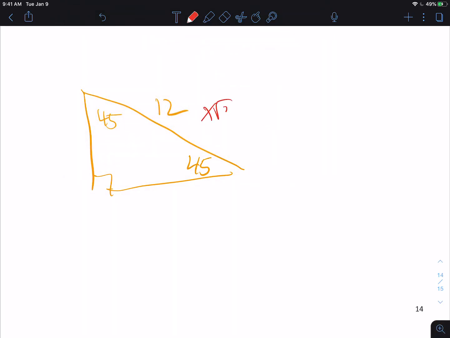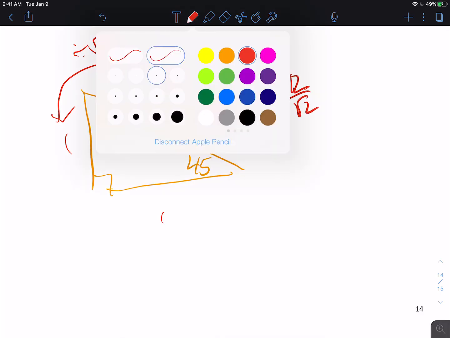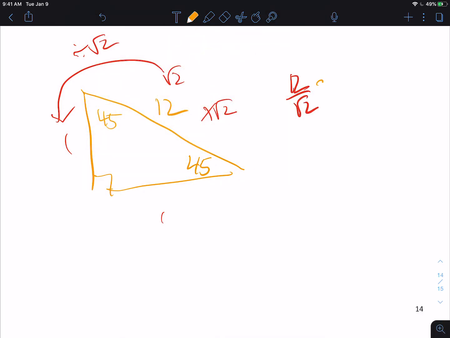So if we try a trickier one on the 45, 45, 90, that was a horribly drawn triangle. Let's call this 12. That side is normally the side that is root 2. So this is either x root 2, or you're thinking this is root 2, this is 1, 1. If you go this way, you're thinking I need to divide by root 2. So I would take 12 and divide by root 2, which again we need to rationalize, so I multiply by root 2 on top and bottom.